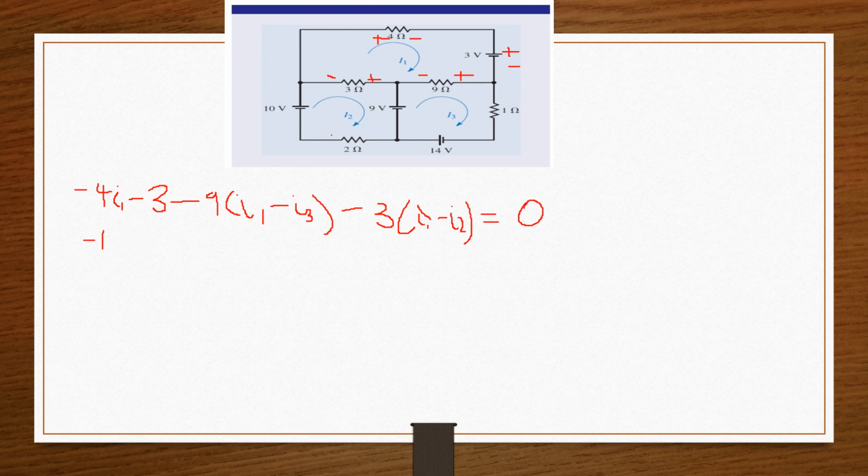negative 16 I1 plus 3I2 plus 9I3 being equal to 3. That is when it is simplified. So here we have our first KVL equation.